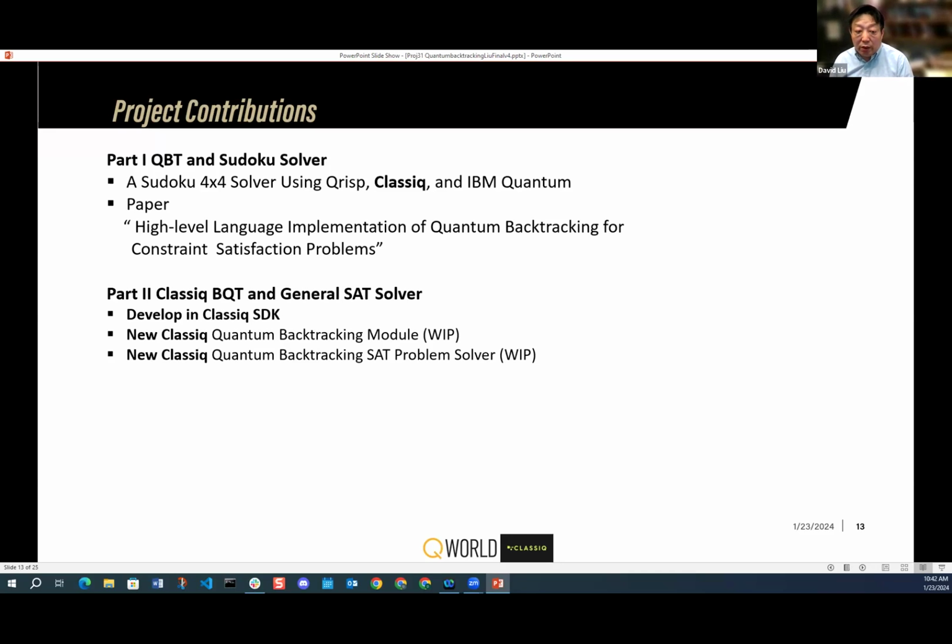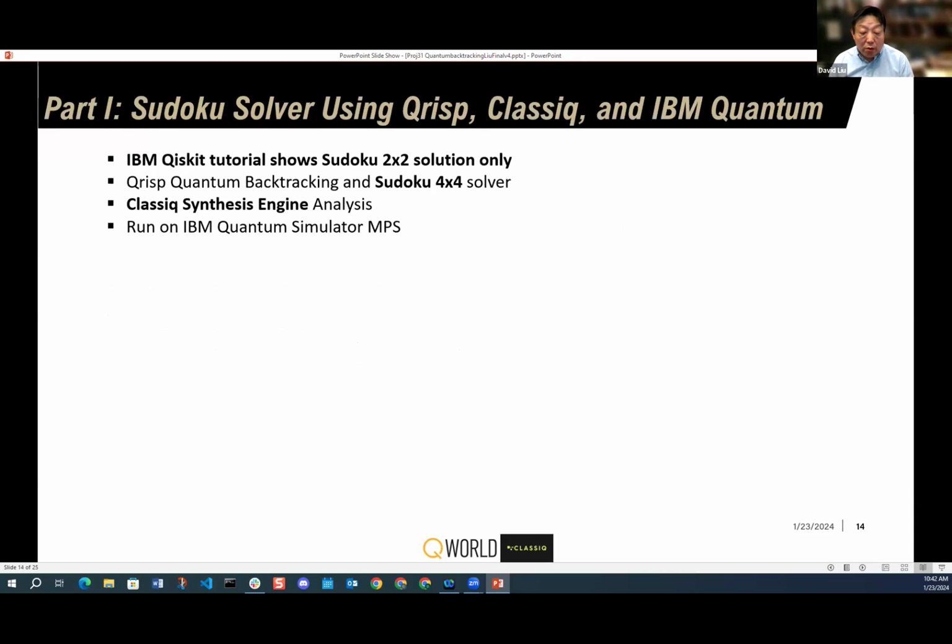So basically the SAT is a satisfiability problem, and the Sudoku is part of that problem. Here, we solve the Sudoku 4x4. If you look at all the IBM Qiskit tutorials, they only solve 2x2. Everyone shows a Sudoku solution with a picture of 9 by 9, but they only solve 2 by 2. So actually we solve 4 by 4 with our simulators.